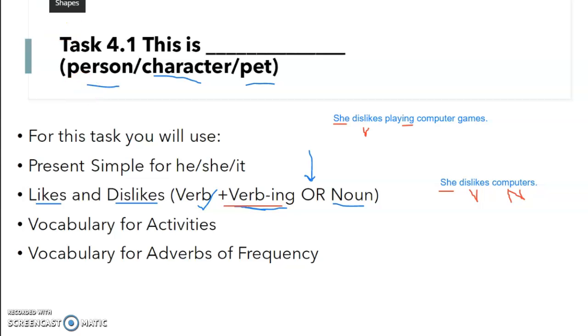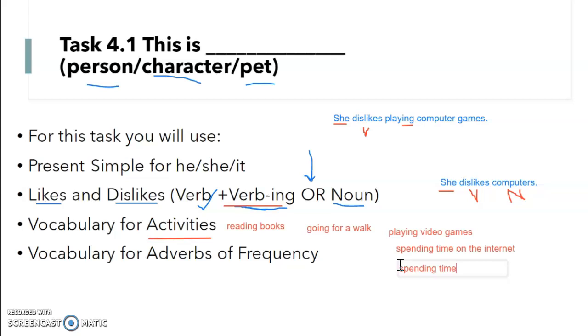The next thing you want to remember to use is the vocabulary for activities. We discussed vocabulary like reading books, going for a walk, or going for walks, playing video games, spending time on the internet, spending time with friends. All of these vocabulary words are in Unit 4. You can check your ebook if you need to.